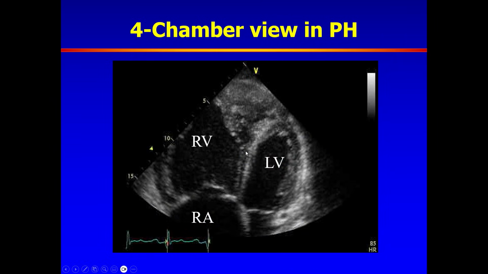We sometimes get these views where the RV is markedly enlarged and it pushes the LV. When you end up with that view, it's difficult to align with flows on the left side. So I have to reposition my transducer to get mitral inflow and annular velocities.